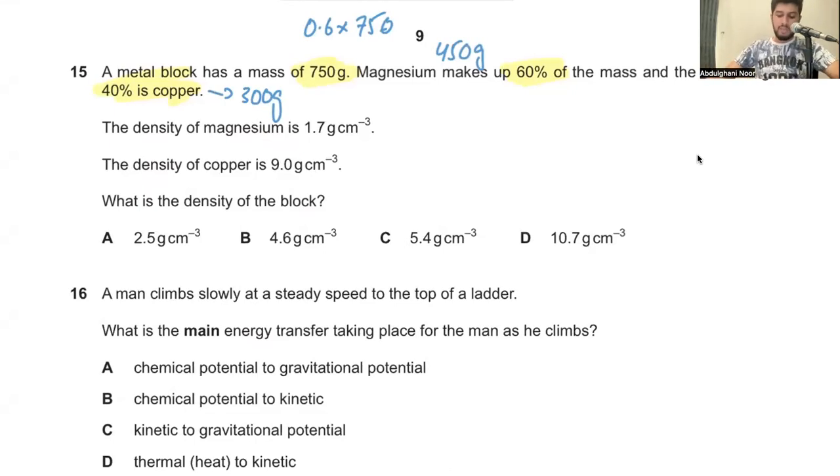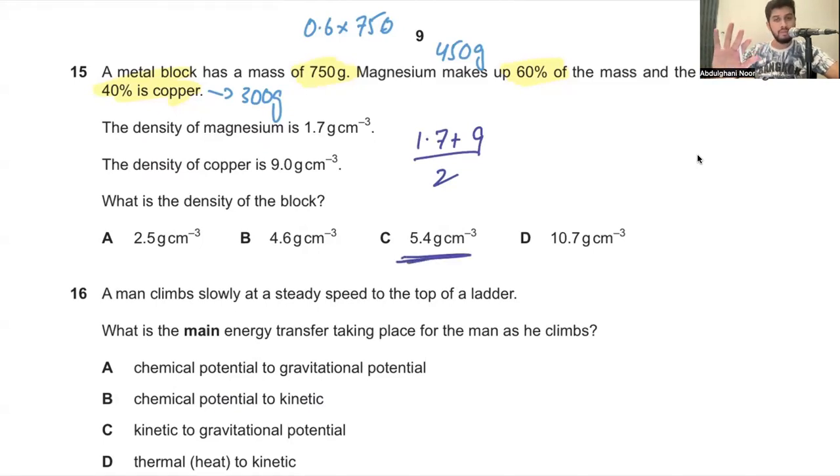Now, the density of magnesium is 1.7 grams per centimeter cube and the density of copper is 9 grams per centimeter cube. What is the density of the block? Once again, a common mistake in this question is that students say we have to find the combined density, the total density, sometimes the examiner says average density. So students say 1.7 plus 9 divided by 2. You get the value as 5.35, which is 5.4. And you do have that as an option because the examiner expects you to do that. Don't do it using this method.